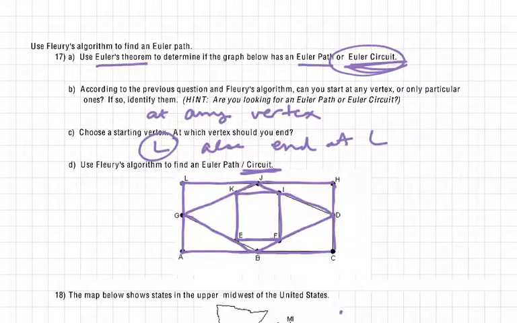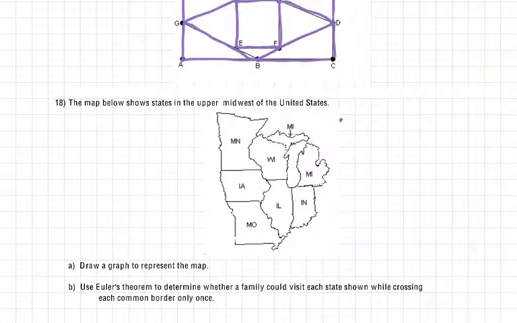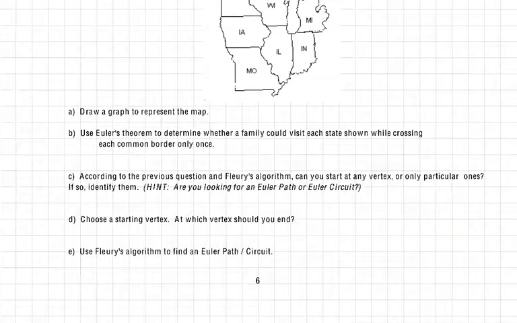Okay, so that's essentially the gist of what we're doing. We're determining how many Euler paths or circuits there are. We're using Fleury's algorithm. Hopefully this makes sense.